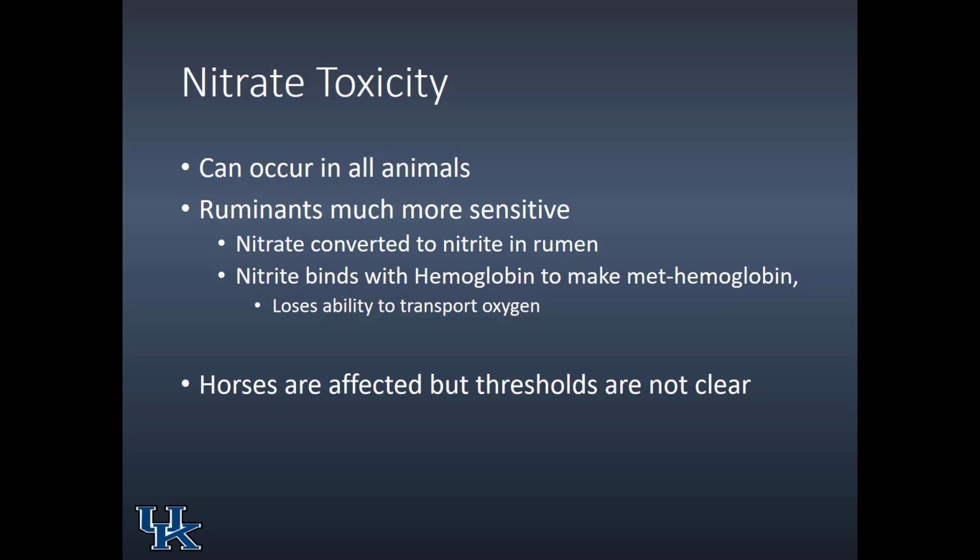When nitrite binds with hemoglobin to make methemoglobin, it flips that iron to the +3 state, or the ferric state, and in this state it cannot transport oxygen, and so animals die of asphyxiation, and rather quickly too. Horses can be affected, as can most monogastrics, but the thresholds are not clear.